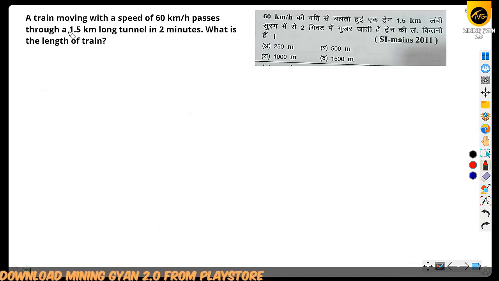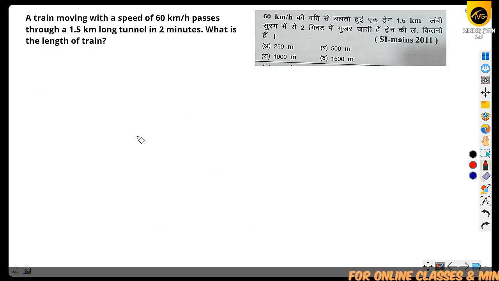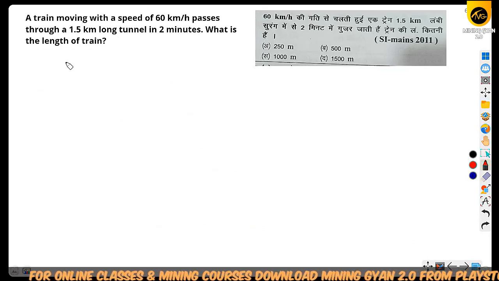Okay, next question is, a train moving with a speed of 60 km per hour passes through a 1.5 kilometer tunnel in 2 minutes. What is the length of train? Okay, the speed is given, which is 60 km per hour, passes through 1.5 kilometer long tunnel. So length of the tunnel is given, 1.5 kilometer. Now it crosses in 2 minutes. What is the length of train? So we have to find out the length of train.